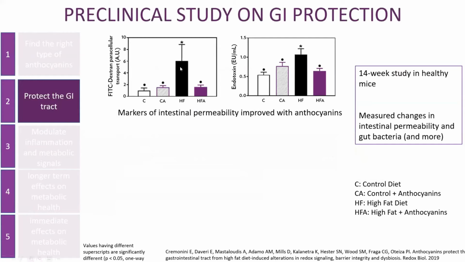And you can see here in the black, a high-fat diet causes more of these endotoxins to get through. But if you add anthocyanins, you're more like the control. It's causing the cells of the GI tract to be much more healthy.